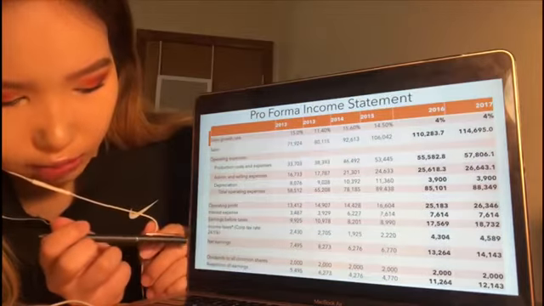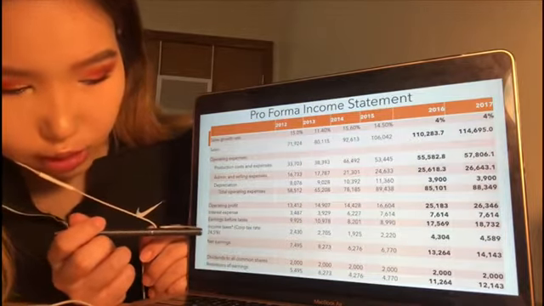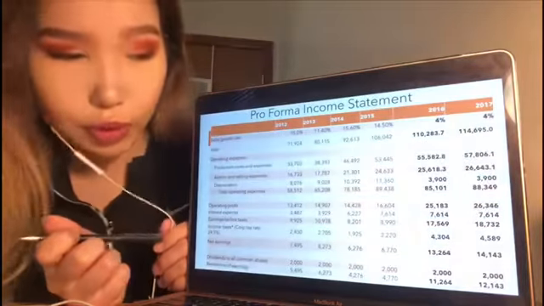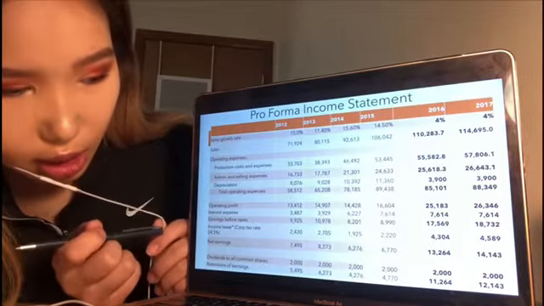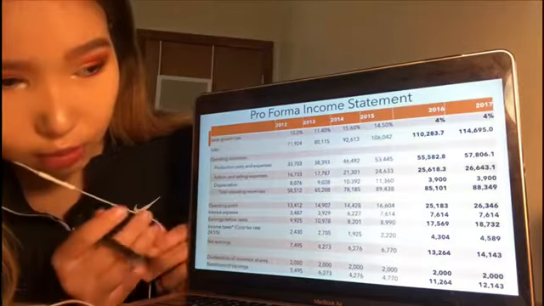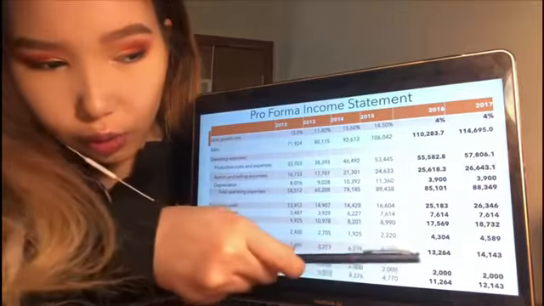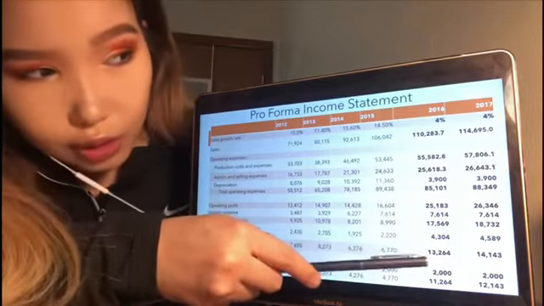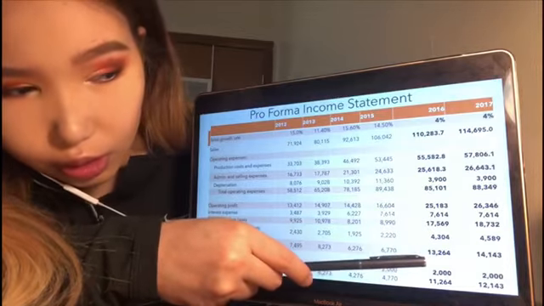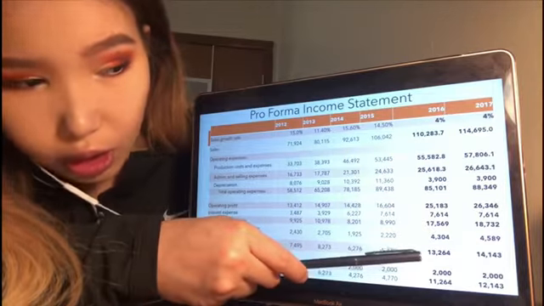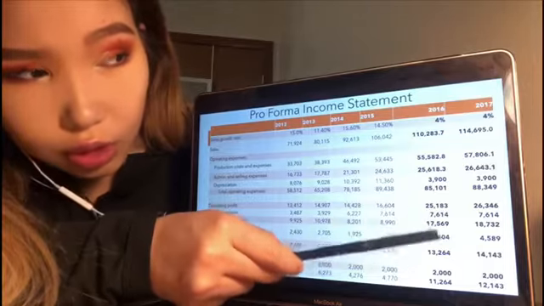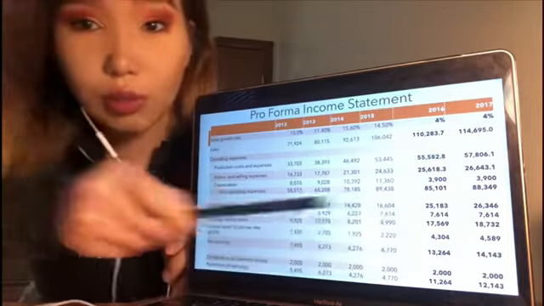And then the corporate tax rate was 24.5%. Our net income is shown below. For 2016, it was 13.2 million, and for 2017, it was 14.1 million.